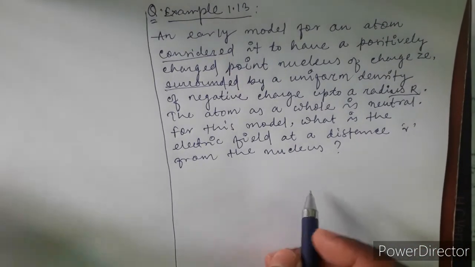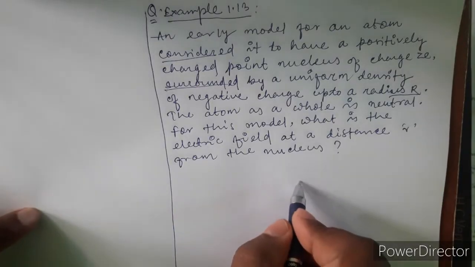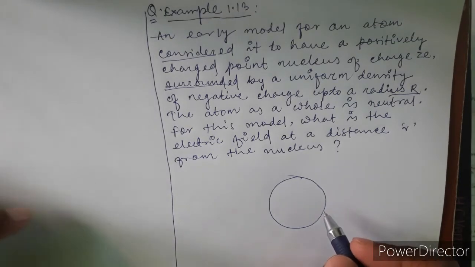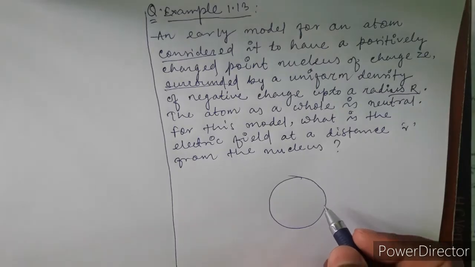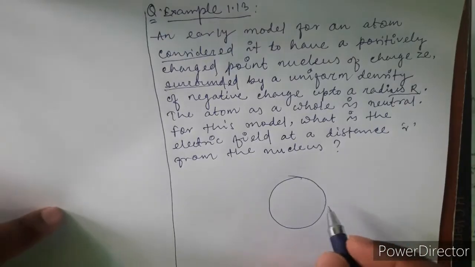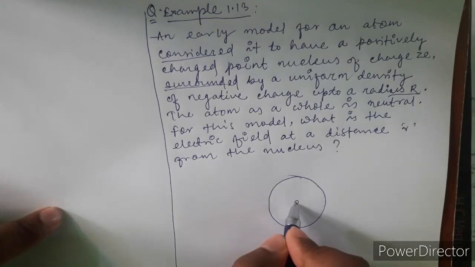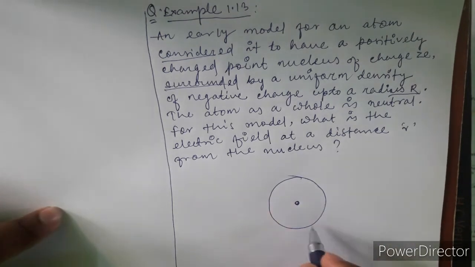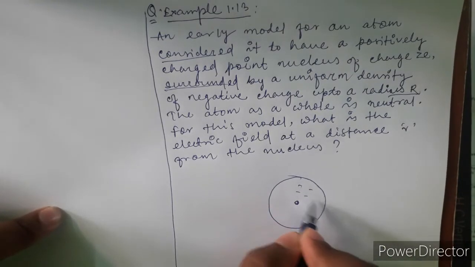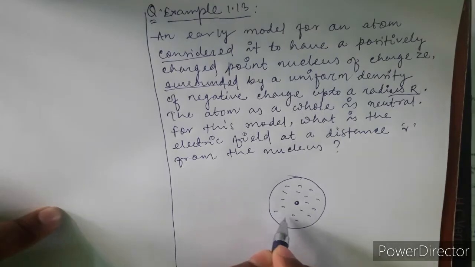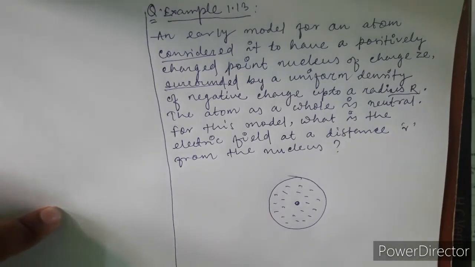This is an early model of the atom, so we are considering calculating the electric field inside an atom and outside an atom. The early model, before the Bohr model, had the nucleus situated at the center of the sphere, or you can say atom, and electrons uniformly distributed all over the atom. So this was an early model of an atom.